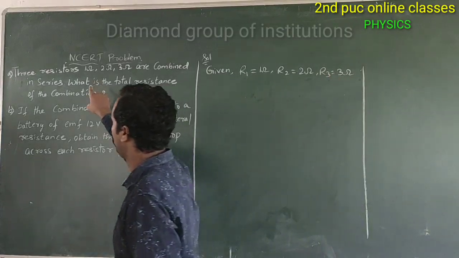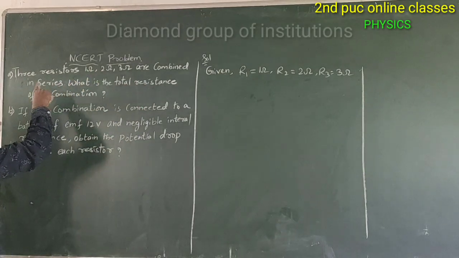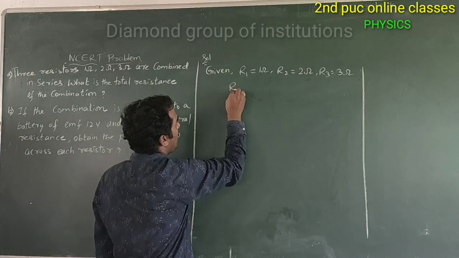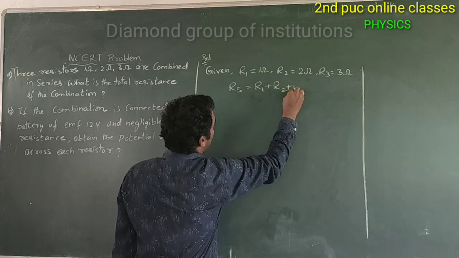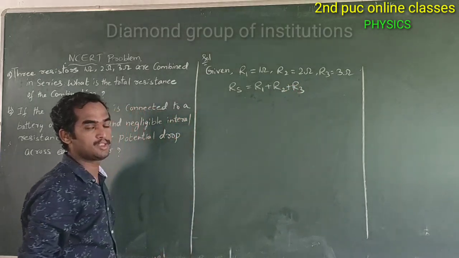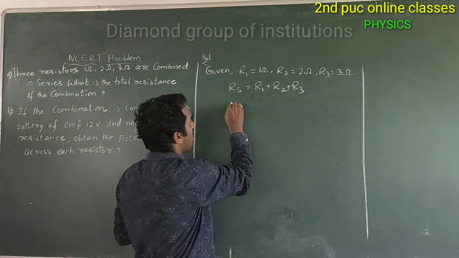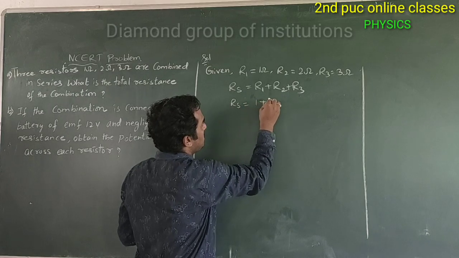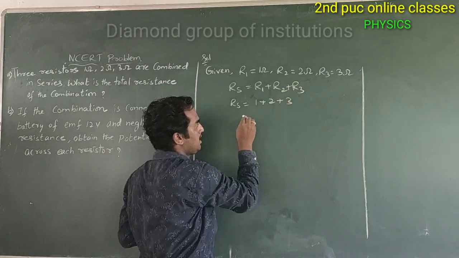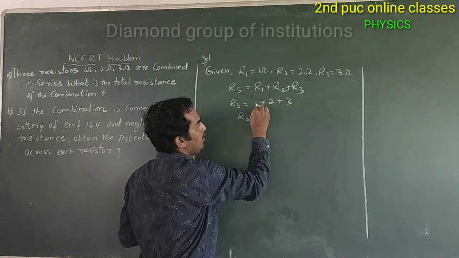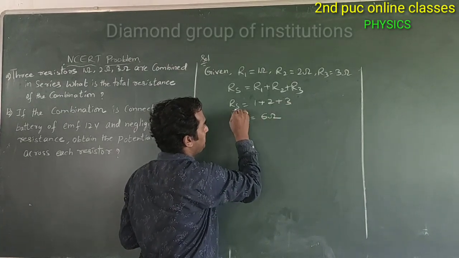So we want the total resistance when these resistors are connected in series. So we can write the formula as Rs equal to R1 plus R2 plus R3, because they are connected in series combination. So very simple. Rs equal to 1 plus 2 plus 3, because R1 is 1 ohm, R2 is 2 ohm, R3 is 3 ohm. So total answer is 6 ohm.